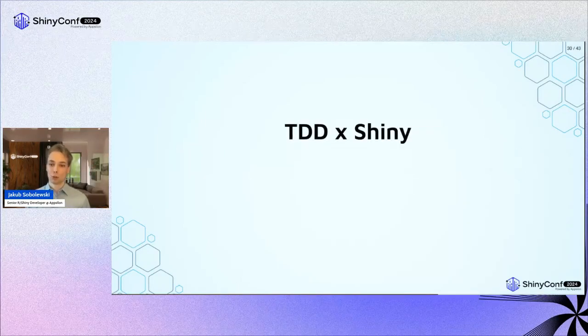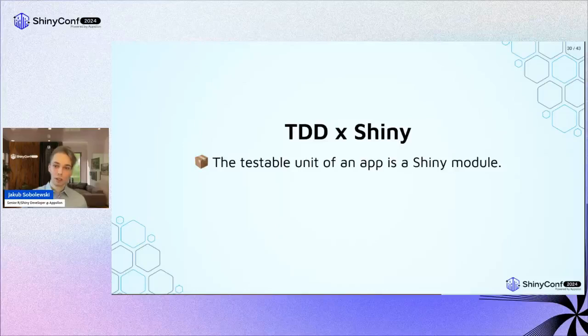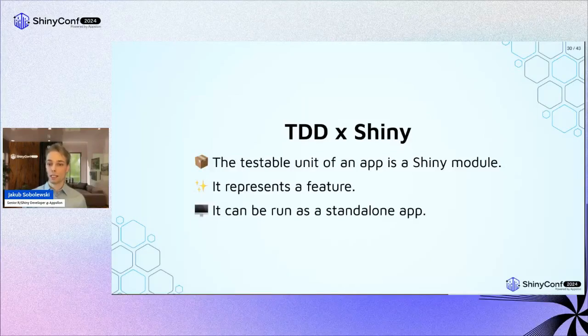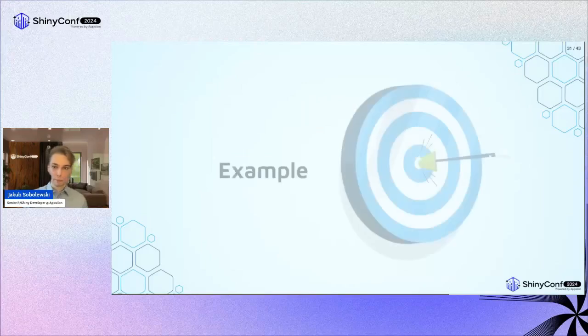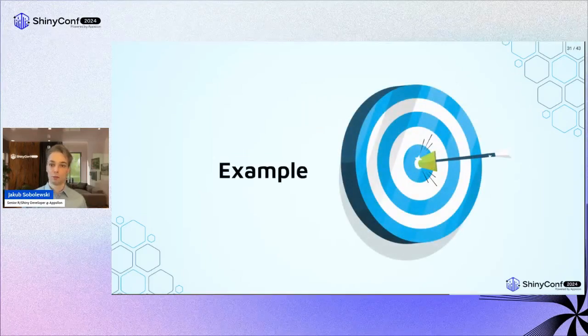So let's see how we can use TDD with Shiny. There are 3 things we need to know before we start. The testable unit of a Shiny app is a Shiny module. And a module can represent a feature. And by feature, I mean a part of the problem we are solving with the app. And we need to remember that we can easily run modules as standalone Shiny apps. Let's head over to an example.